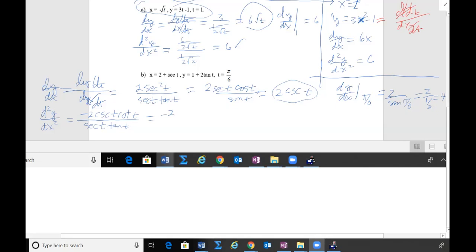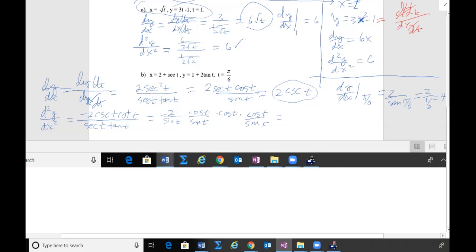Okay, let's see. We got 2 secant squared. Where were we? Simplifying. So this would be cosecant. So we have minus 2 sine of t, and the cotangent is cosine of t over sine of t. The secant would be a cosine up here. Tangent would be cosine over sine.